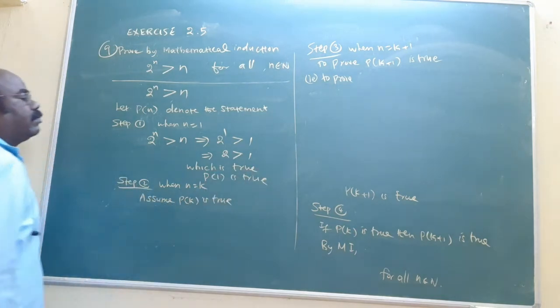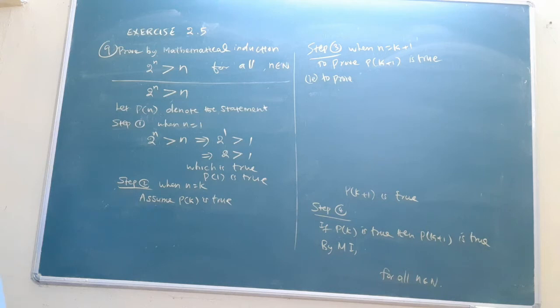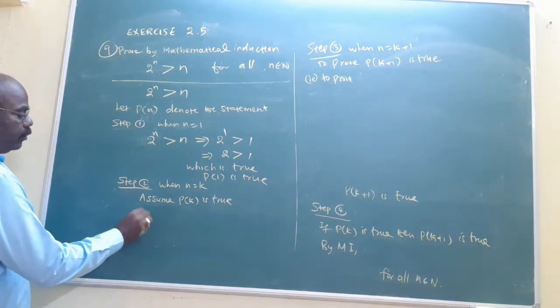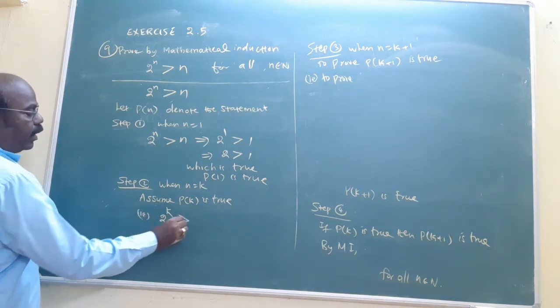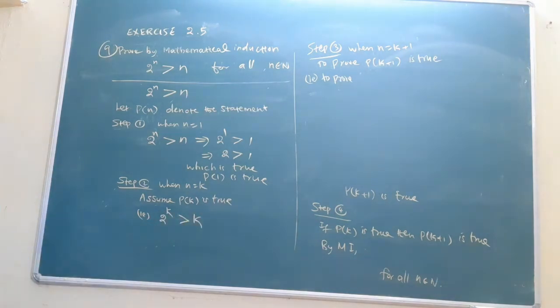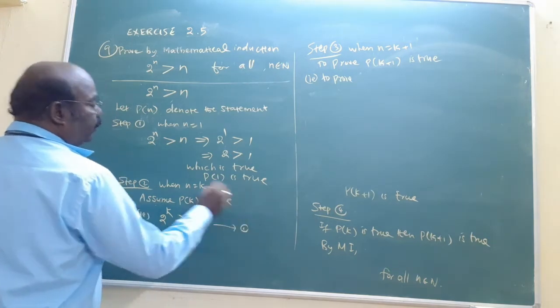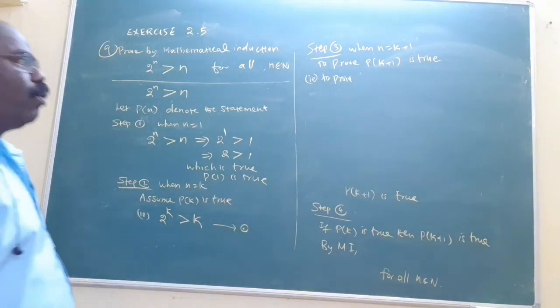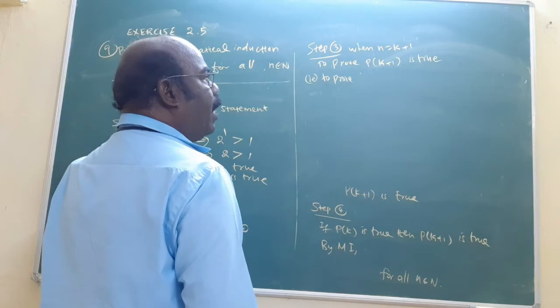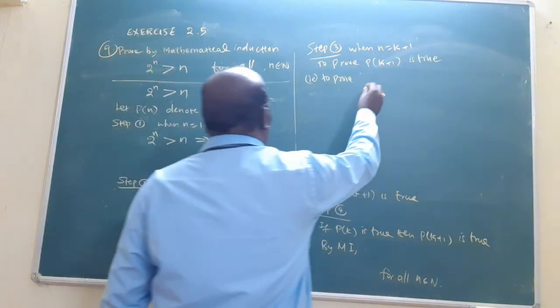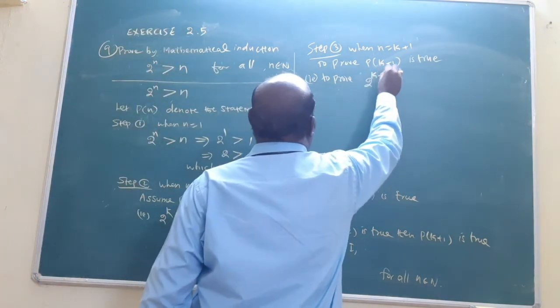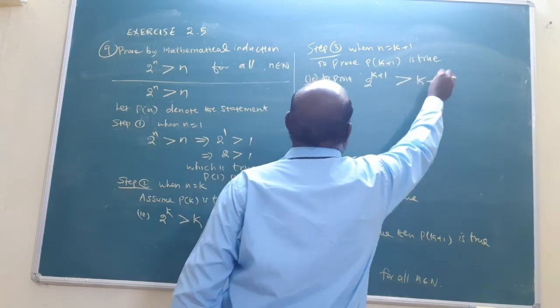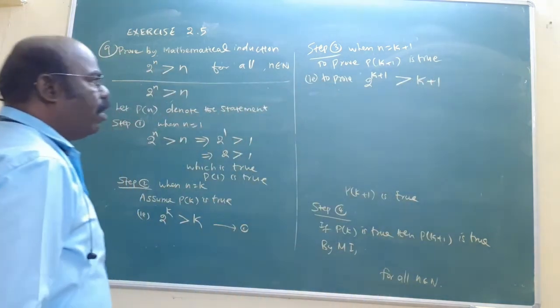That's all. Now for any k, assume P of k is true. That is, 2 power k greater than k. That's all. Am I right? Over. This is the one. Now for any k plus 1, to prove P of k plus 1 is true. That is, to prove 2 power k plus 1 greater than k plus 1. Am I right? This is what you want to prove.